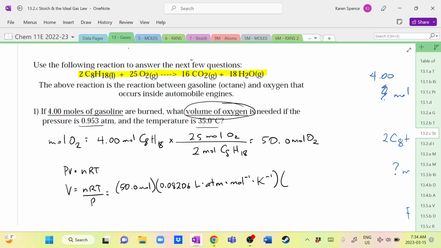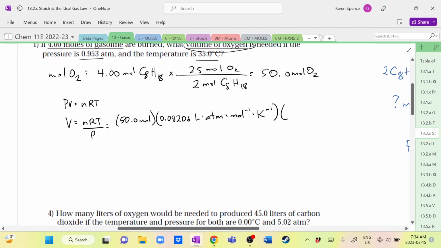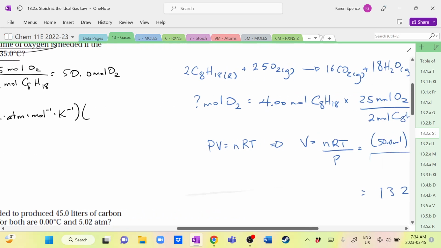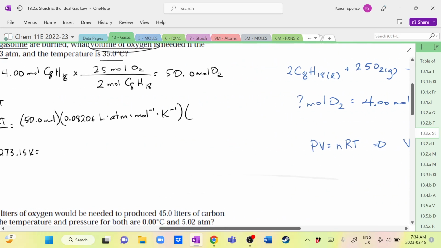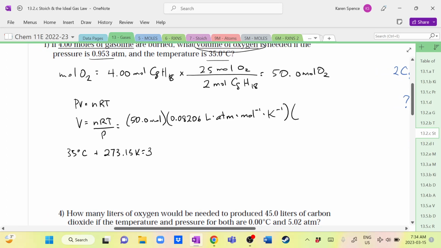Temperature, we have 35 degrees Celsius. Well, that's not going to cut it. 35 degrees Celsius plus 273.15 Kelvin is equal to 308.15 Kelvin. All ideal gas calculations must be done in Kelvin. So we have 308.15 Kelvin.